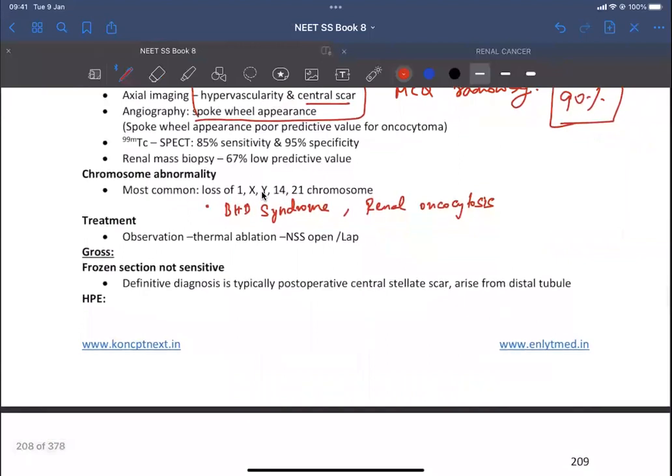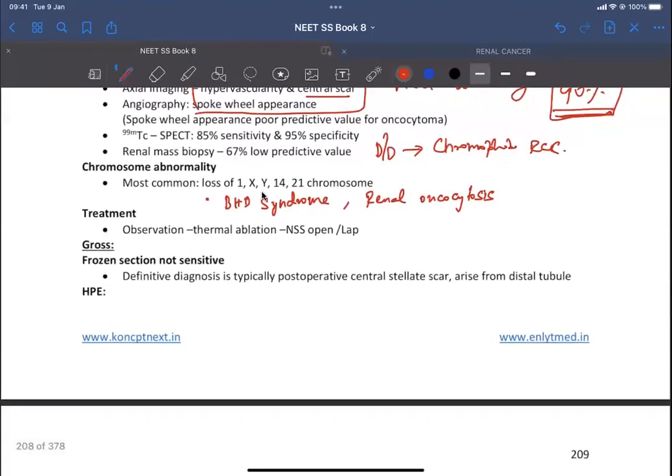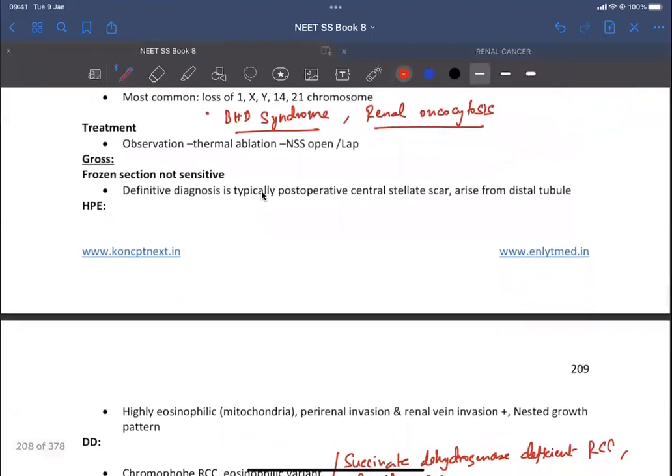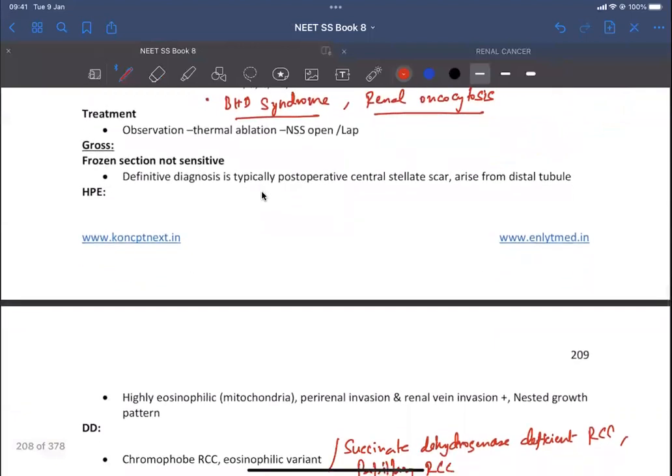Again, biopsy has a low predictive value, mainly because it is difficult to distinguish from a chromophobe RCC. A clear cell RCC has a higher sensitivity, about 90%. But for oncocytomas, the predictive value is quite low. All cancers have some chromosomal abnormalities. A couple of things that were not mentioned here: these are associated with syndromes such as Birt-Hogg-Dubé and oncocytosis. You've got a detailed description of Birt-Hogg-Dubé coming later.